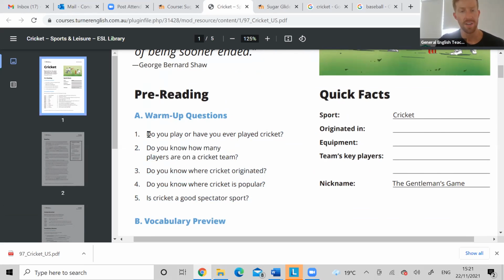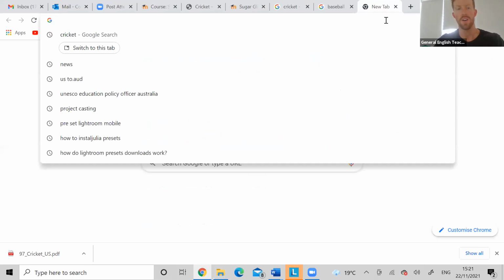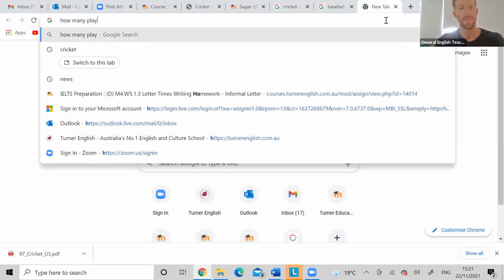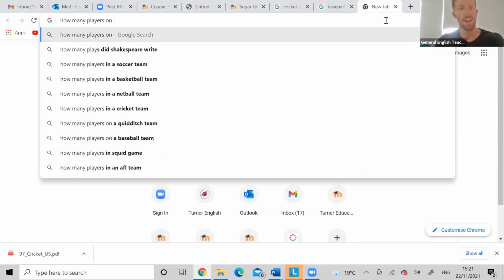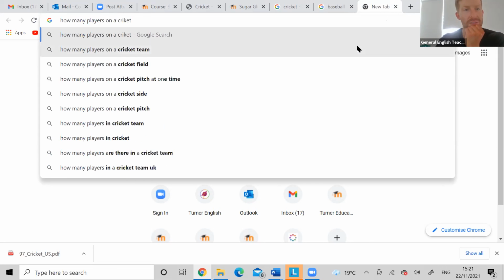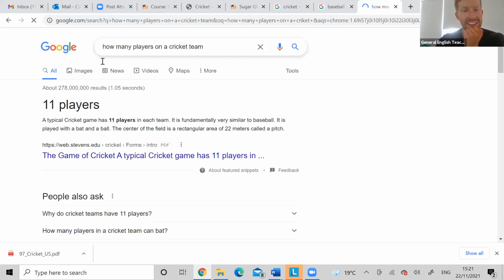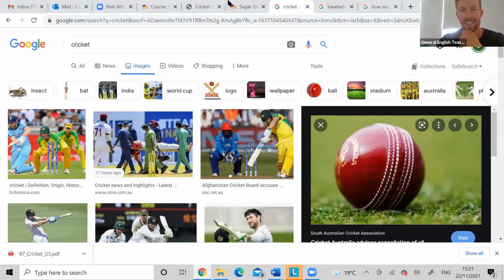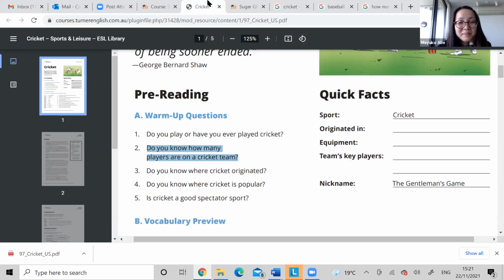So guys, we've already talked about this one. Okay, so how many players on a cricket team? Does anyone know? I actually don't know. Let's find out. 11 players. Okay, that's interesting. We're going to learn a lot today. 11 players.